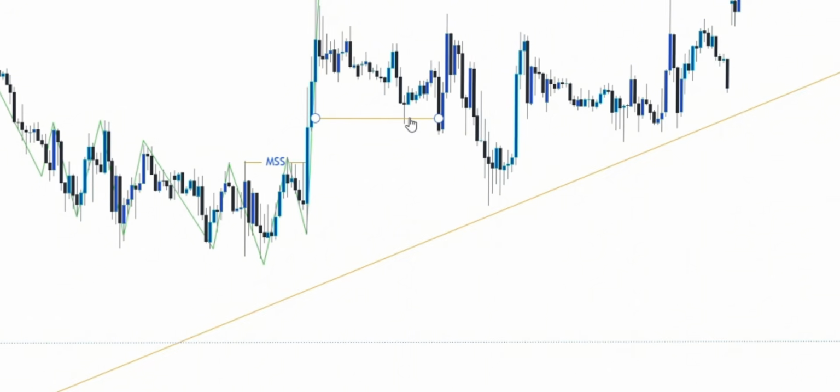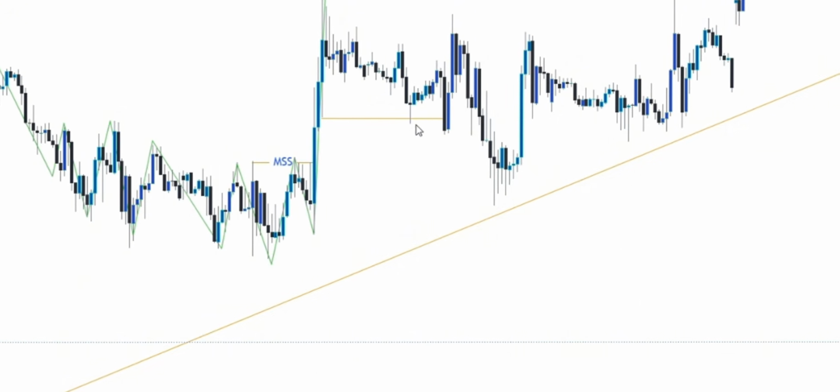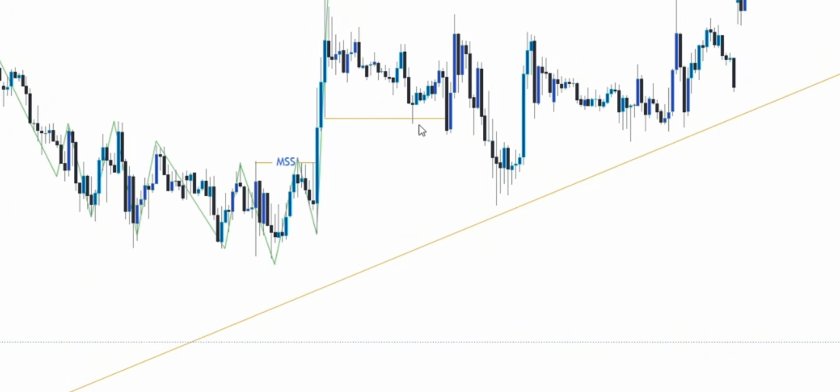After this pullback, you are going to be checking your POI, which is the last candle before this massive push towards the upward side. You can see this bearish candle right here. That is our POI. So you mark the high of that POI and the low of the POI, and we extend the line, and that's exactly what happened here.